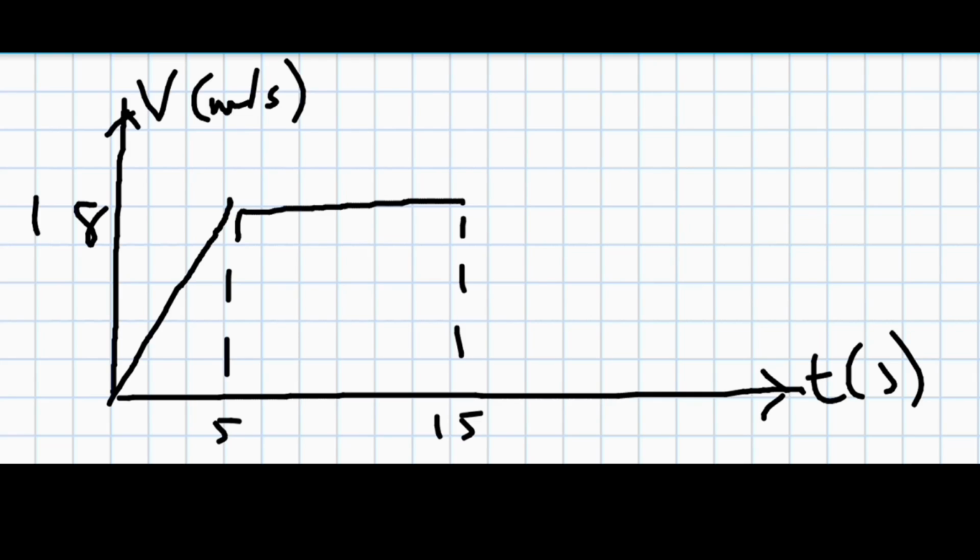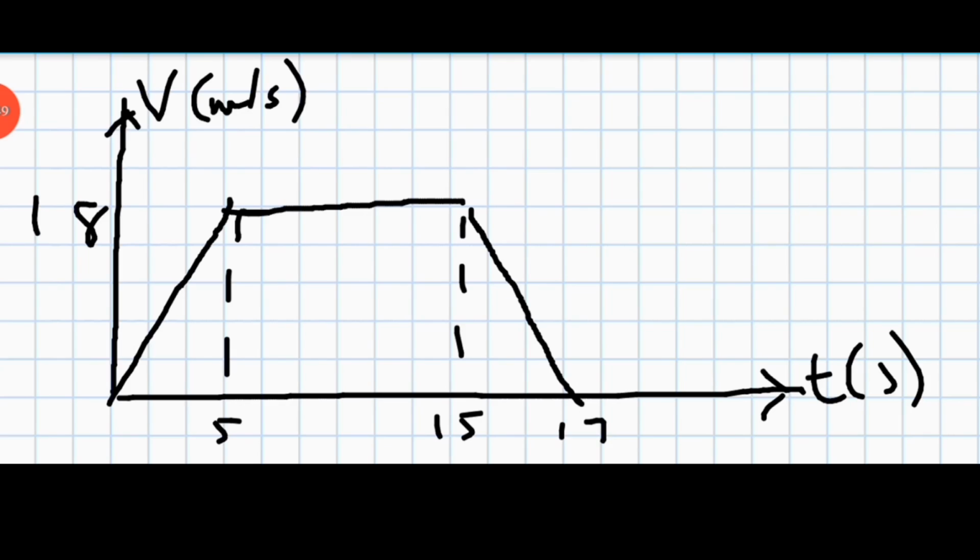The brake was applied and the car was brought to rest in another 2 seconds. So in another 2 seconds, we have 15 plus 2, that gives 17. And this gives the representation of the journey in terms of velocity time graph.